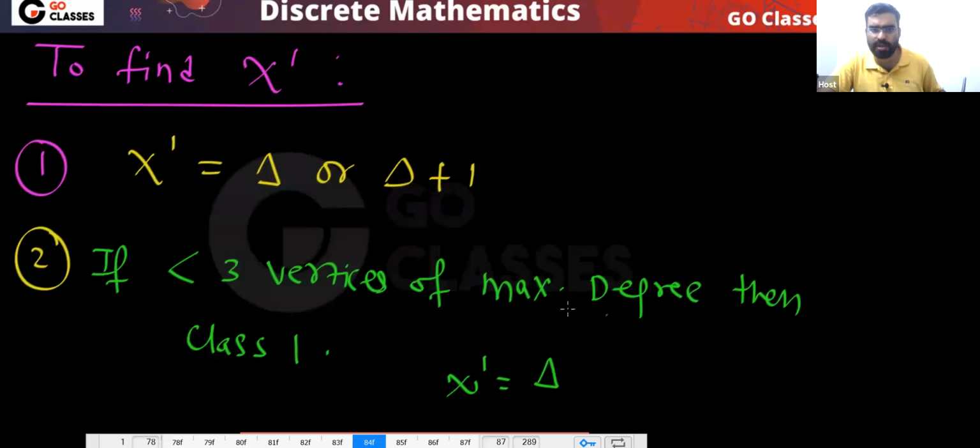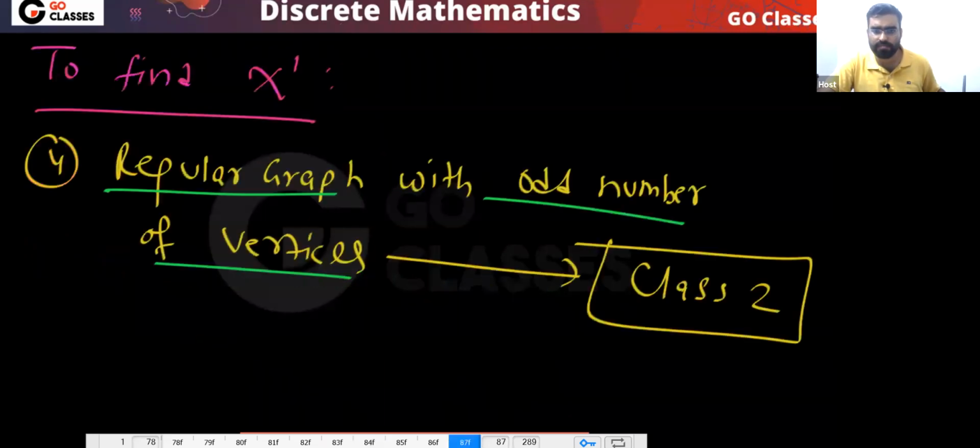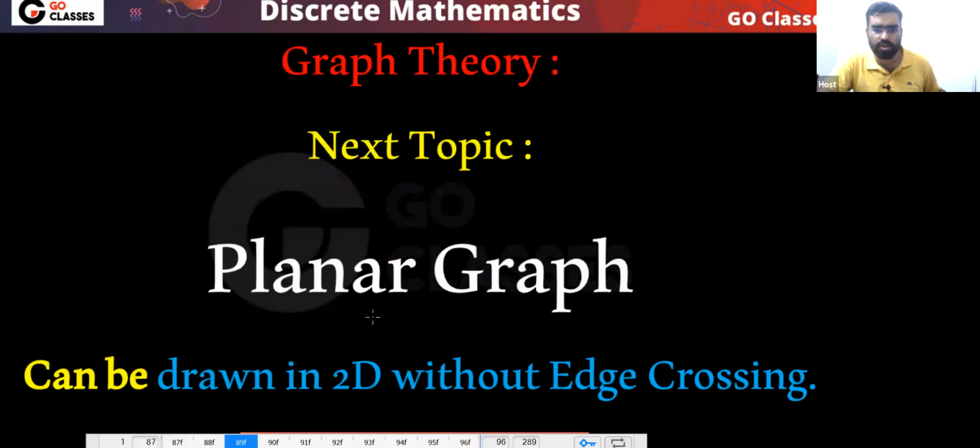If less than 3 vertices of maximum degree, then class 1. Okay, let's move on now. So what is a planar graph? Those students who have watched the video, what is a planar graph? Planar graph means it can be drawn in 2D without edge crossing. Okay, you can draw in 2D without edge crossing.